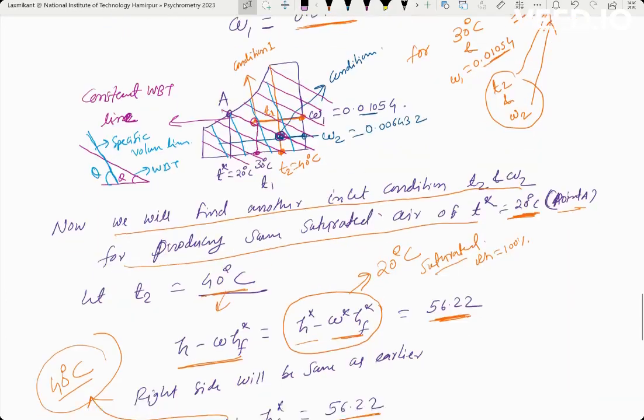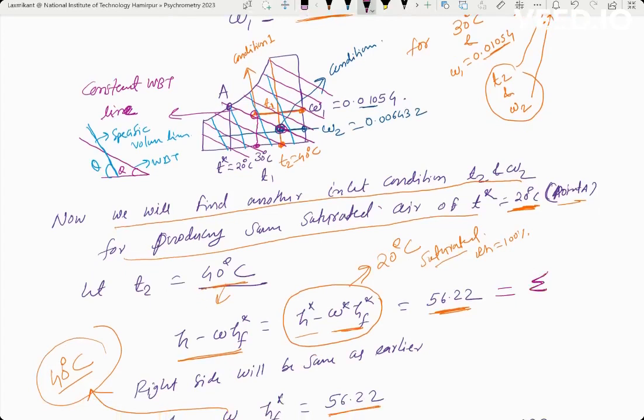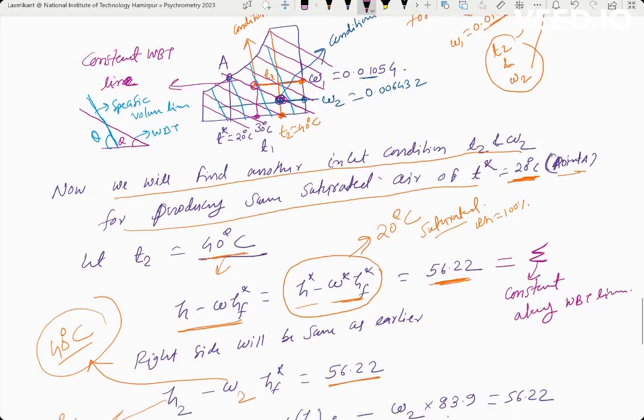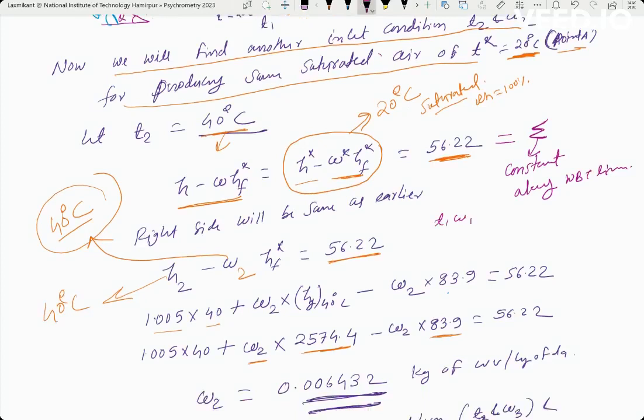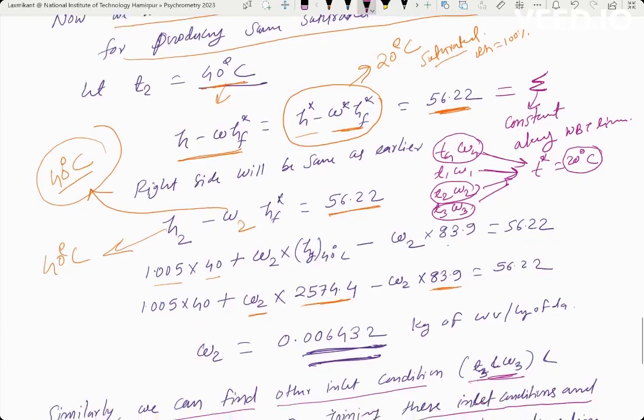This sigma function value is constant along the wet bulb temperature line. So if we consider inlet conditions T1 omega 1, T2 omega 2, T3 omega 3, T4 omega 4, and they all produce the same outlet condition T star, which is 20 degree Celsius, then this 20 degree Celsius is the wet bulb temperature for each of these air states. If we join all these lines, 1, 2, 3, 4, we get the constant wet bulb temperature line. Okay, so thank you.